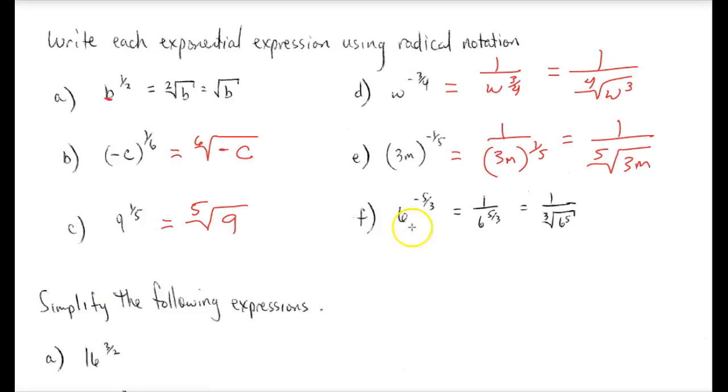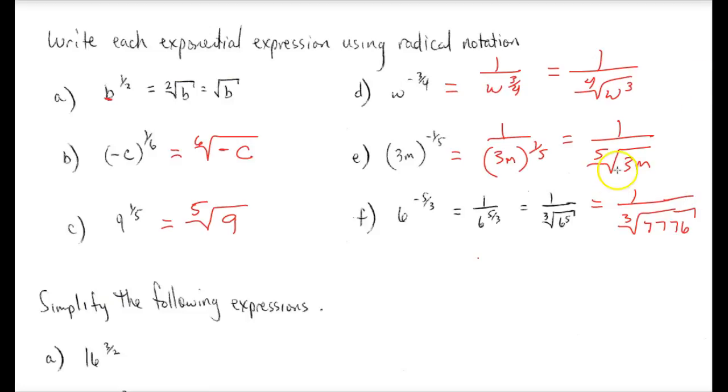Of course, the last example, F, 6 raised to the -5/3 is the same as 1 over 6 raised to the +5/3. And we change 6 raised to the +5/3 to the cube root of 6 raised to the 5th power. Okay. And of course, if we wanted to, we could go ahead and figure out what 6 raised to the 5th power is, and that would be 7,776. So if you wanted to go one step further here, not necessary, but if you did, then you could just do that.